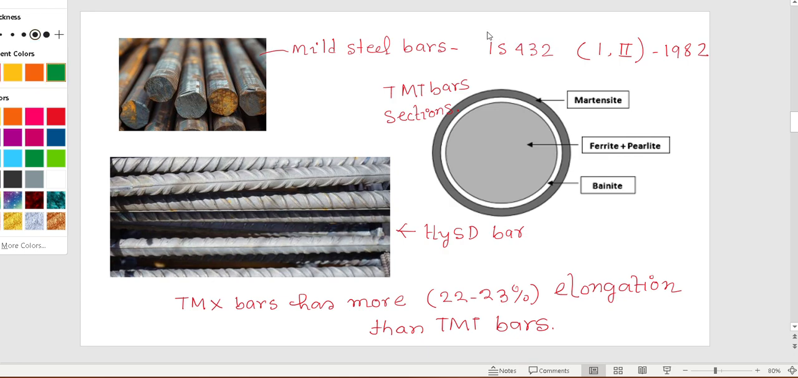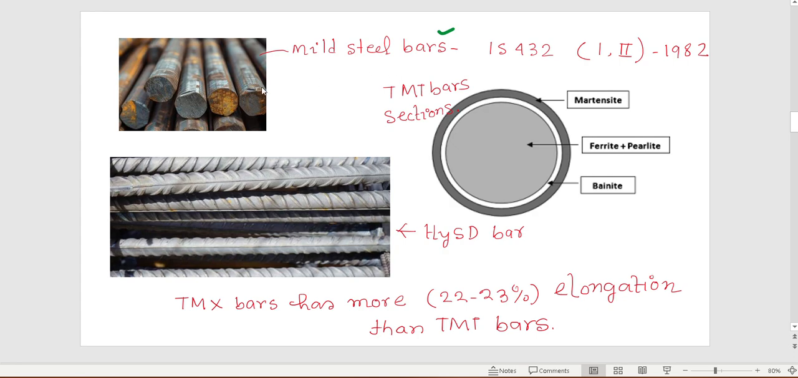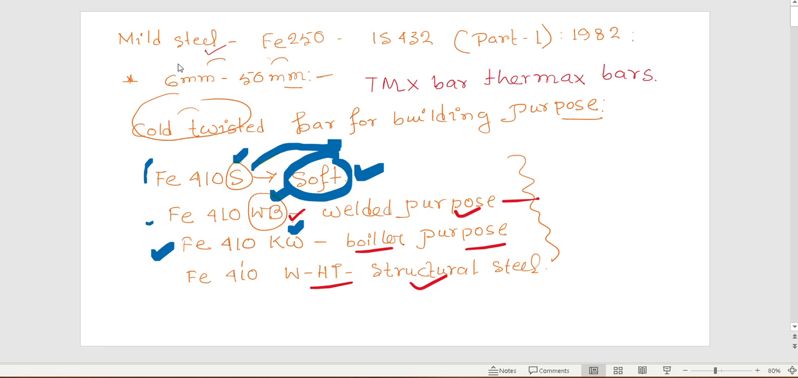IS 432 describes the mild steel bars, and mild steel bars have no impression like a CTB bar, that means cold twisted bars, or HYSD bars. Now come to the point: what are the diameters of the mild steel bars? They vary from 6 millimeter to 50 millimeter.